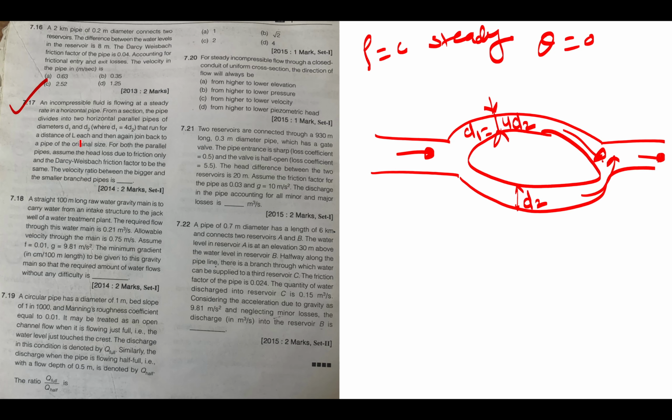They run for a length L each, and then again join back to a pipe of original size. If here was diameter D, then here is the original diameter D. For both parallel pipes, assume the head loss is due to friction only, and the Darcy-Weisbach friction factor is the same. F is the same for both: F1 and F2 are the same.